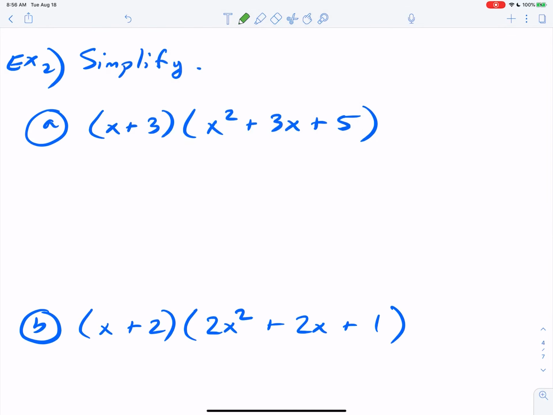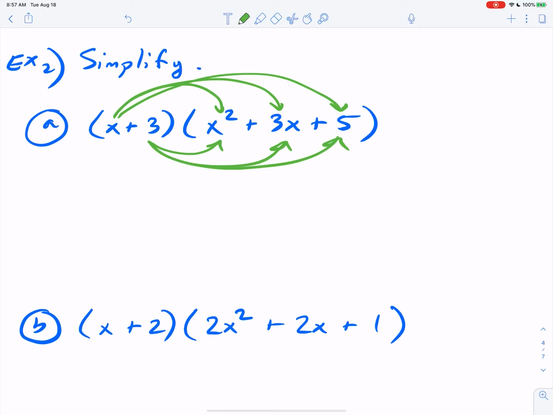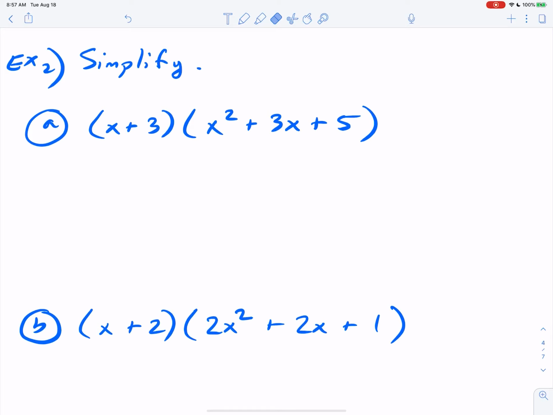You would have to multiply the x times everything in the other quantity. And then you would have to multiply the 3 to everything in the other quantity. So you're actually going to get 6 different answers. Okay, or 6 different products, I should say. But here I'll show you the area model.